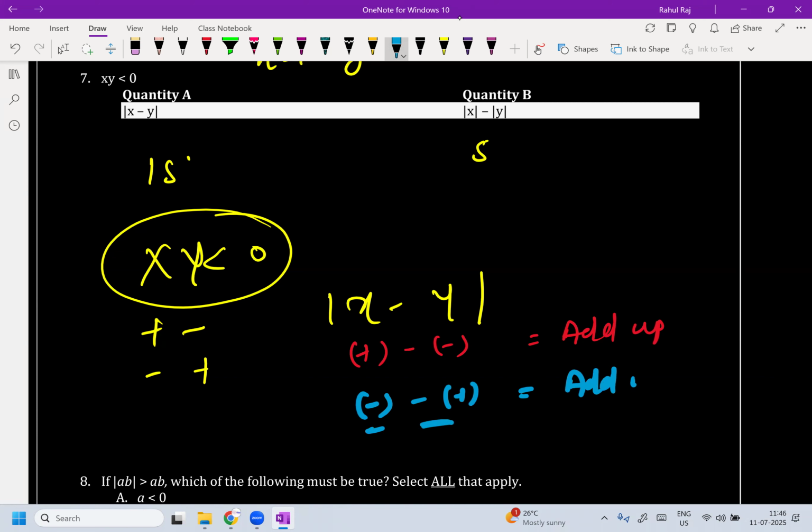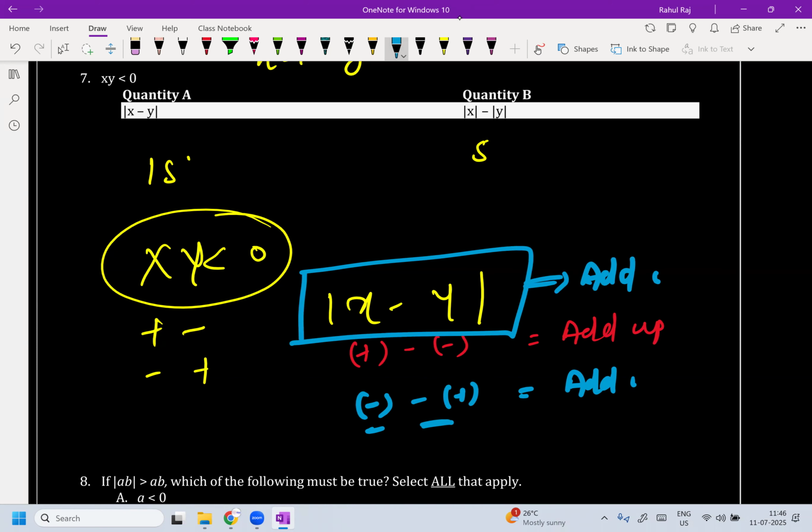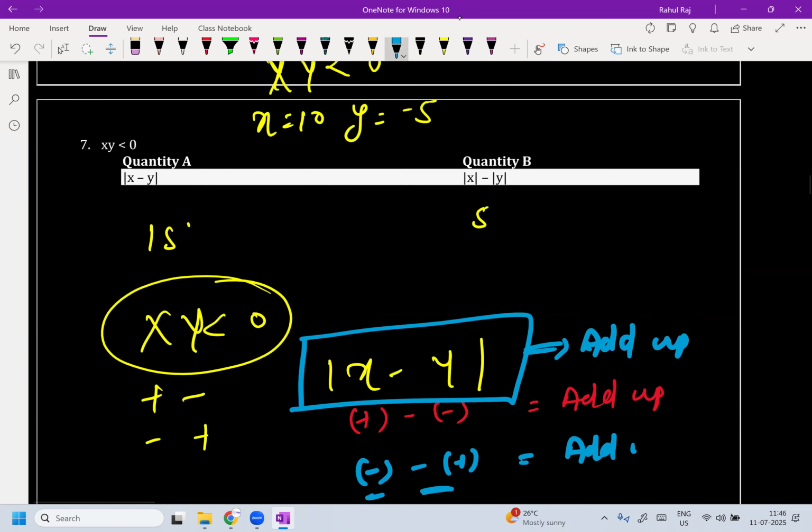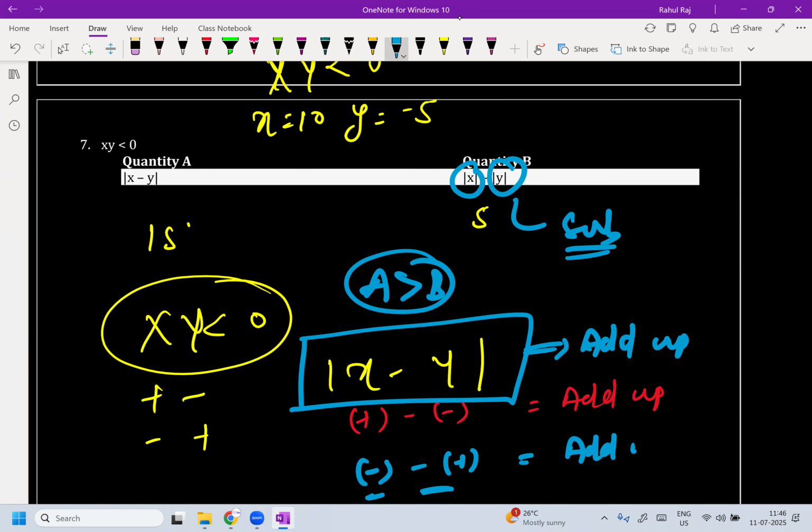Negative and negative. If you take x and y with opposite signs, this will always add up. And this is mod x minus mod y. This will always be subtracted. So A is always greater than B. Whatever value you take doesn't matter at all.